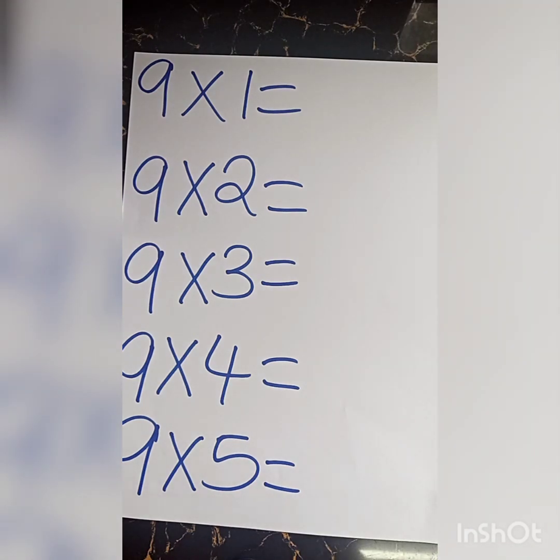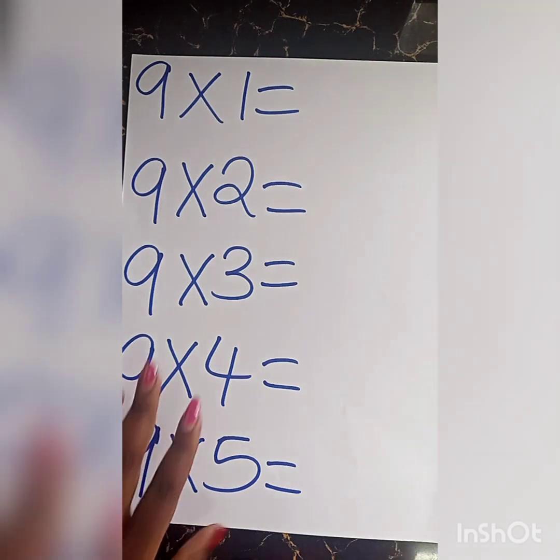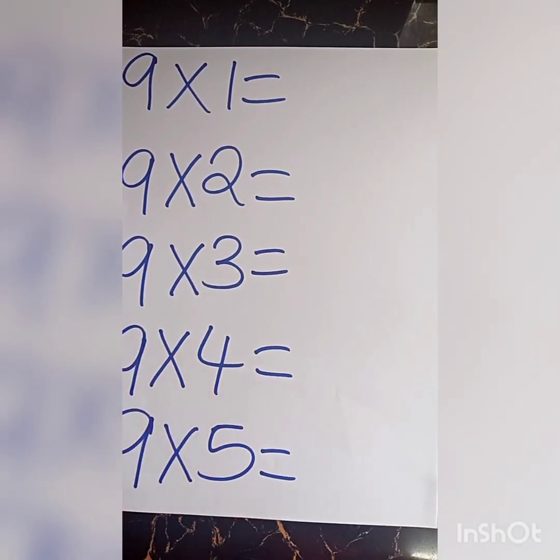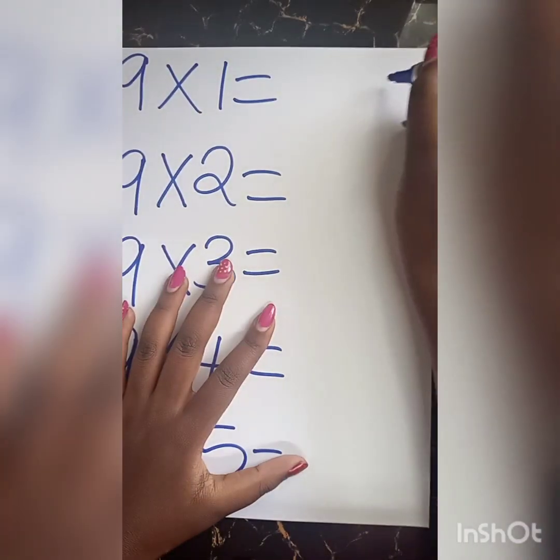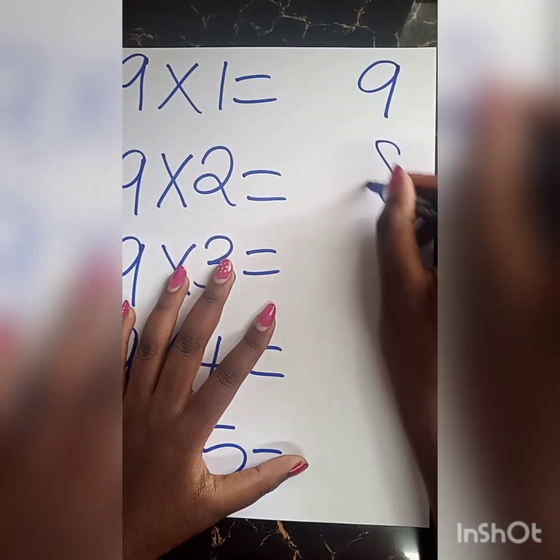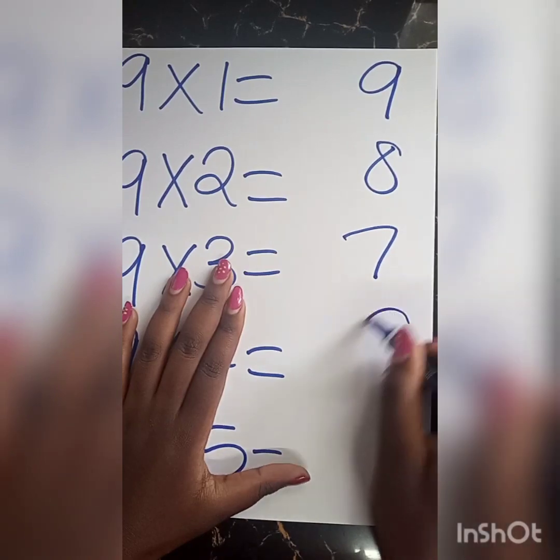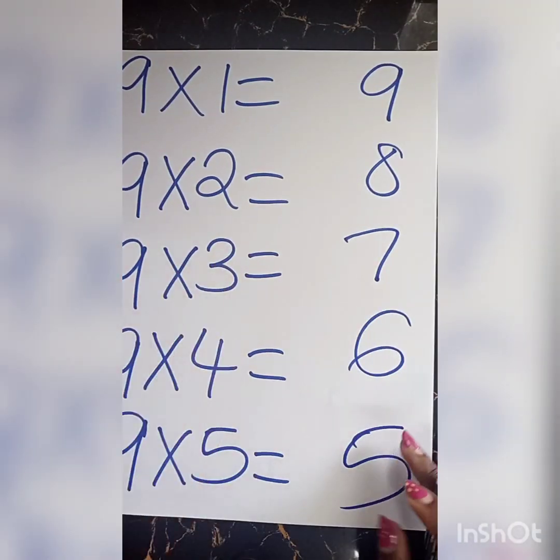For the second trick, we simply start by writing our mathematical table like this, just like I've done here. And then for the numbers in the ones place, we write the numbers from 9 to 0 in descending order. Okay, descending order just means from the largest to the smallest. Are we together? So let's write 9 to 0 in descending order. So we have 9, 8, 7, 6, 5. Okay?